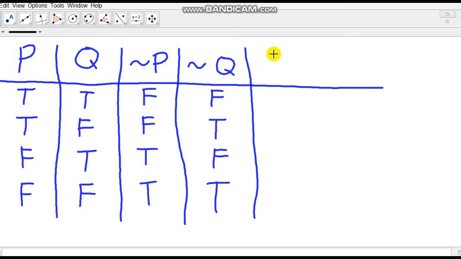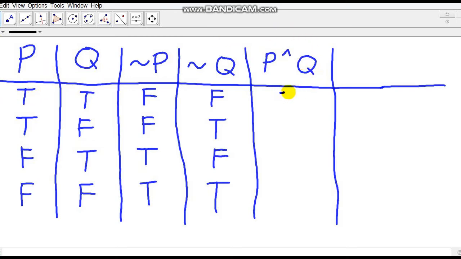Next, let's have P and Q. How would we know the truth value of P and Q? For the conjunction P and Q to be true, both P and Q must be true, otherwise it is false. So we will check the truth values of P and Q here. In this first row, P is true, Q is true, therefore P and Q is true. Both of them should be true.